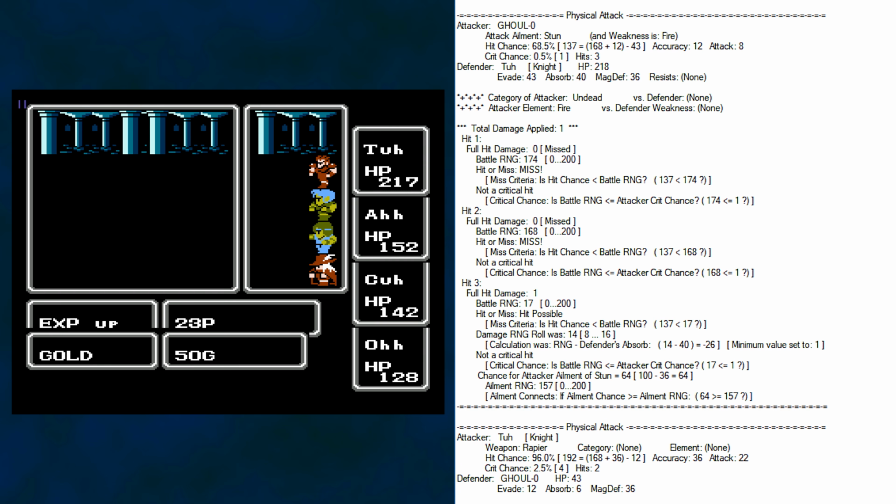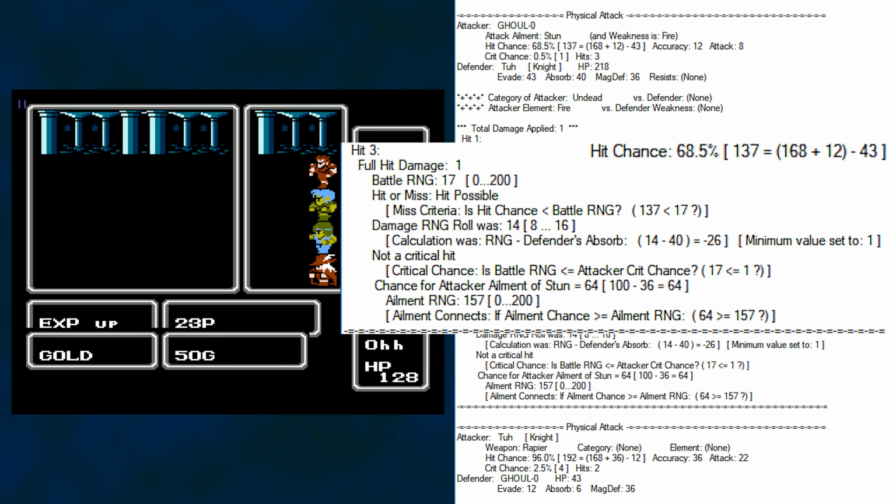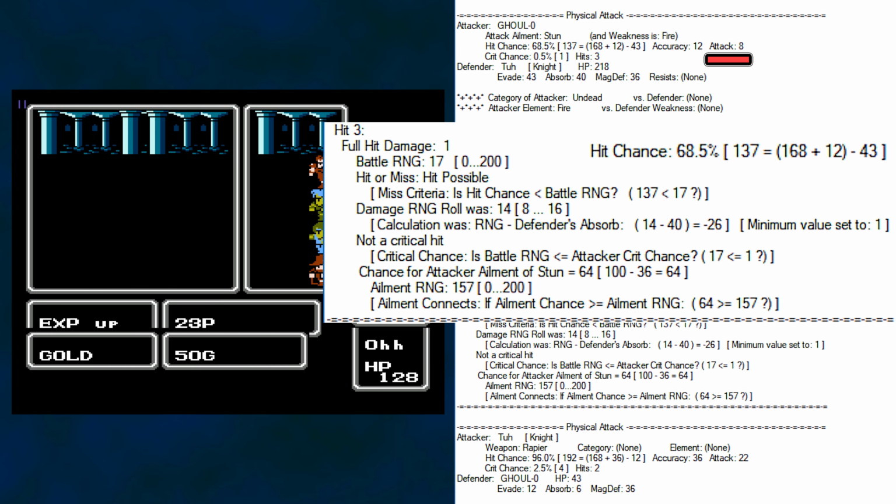Let's back up to the ghoul's attack. The ghoul had 3 hits and attacked our knight. The hit chance is not very high at 137 or 68.5%, and only one of them connected, hit number 3. Notice the ghoul's attack power is 8, so the damage roll is between 8 and 16. Well, our knight's absorb is 40, so even if the ghoul rolled 16, the absorb would turn it negative. When the calculated damage goes negative, damage is set to a minimum value of 1. That is how the ghoul did 1 damage.